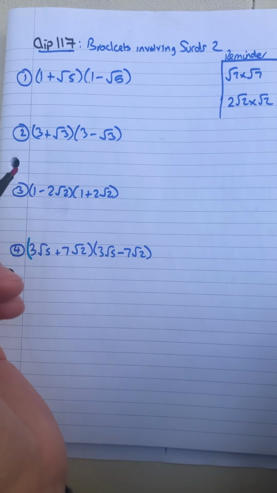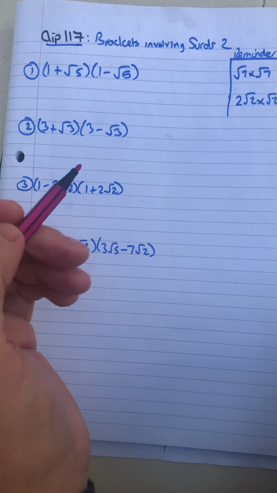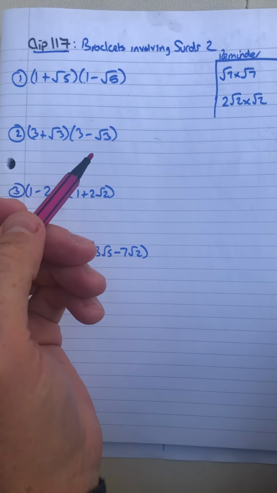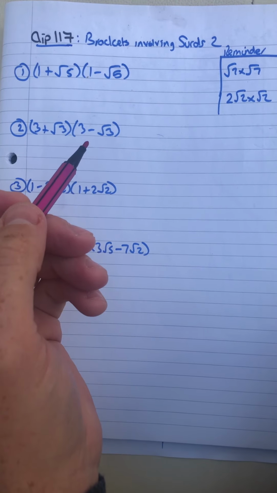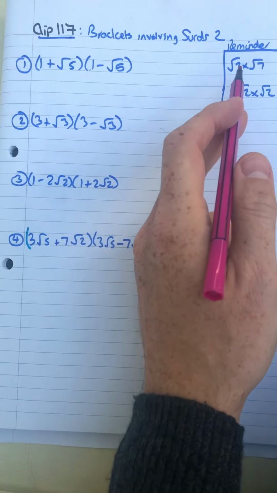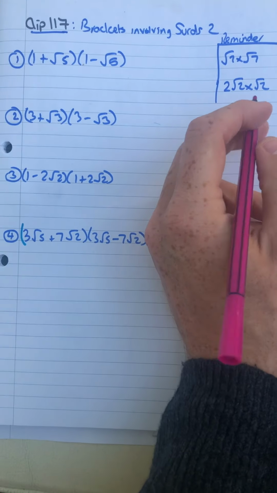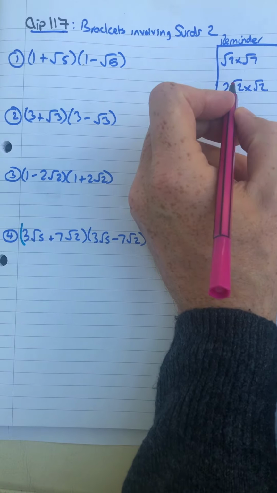Clip 117, brackets with surds 2. So this is the second one on the clips involving surds with brackets. Before we move on, we just need to look at the key rules that we did in 116 and 115 and the ones before.